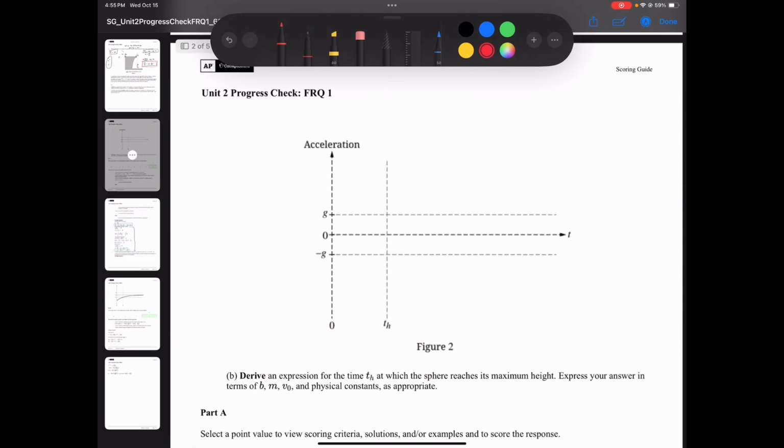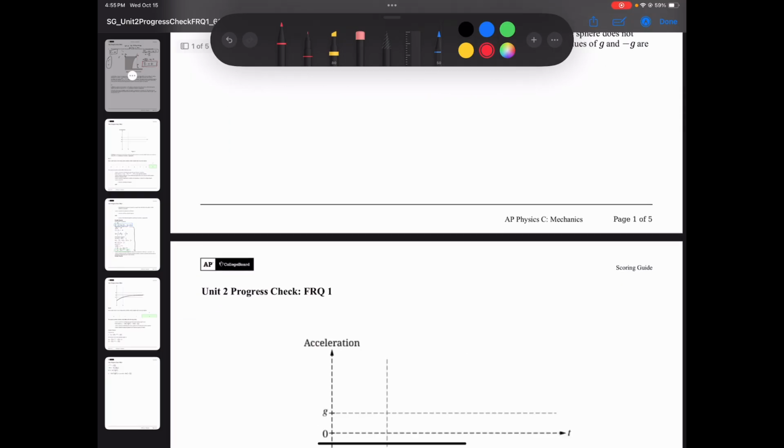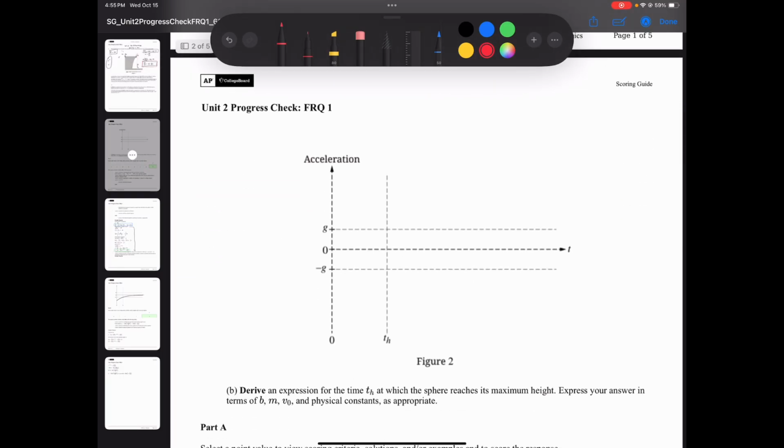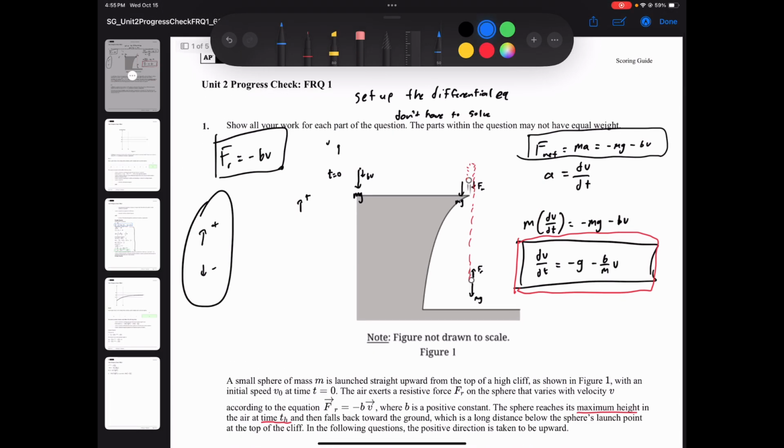So now let's look at the second part. Here, part 2, we have to sketch the acceleration as a function of time. As it says in the problem, TH is when it reaches a maximum height. The sphere reaches its maximum height at time TH. So something that you need to know when you're at max height, this height over here is going to be TH.